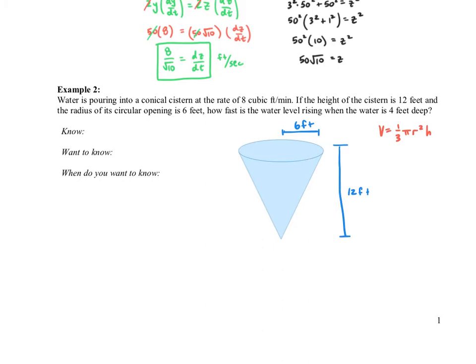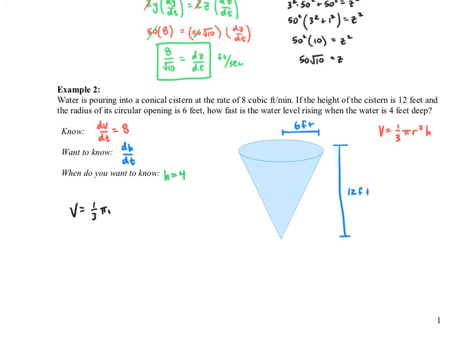So again, we have a radius, we have a height, we have a volume. We know that the rate the volume changes based on time is 8. They give that to us in the problem. What do we want to know? Well, we want to know how fast the water level is rising. So we want to know dh/dt. In other words, we want to know the rate of change of the height based on time. When do we want to know that? We want to know that when h is equal to 4, which is going to just happen in a split second. Otherwise, it's constantly changing. So we have in our original equation for volume, we have 2 variables.